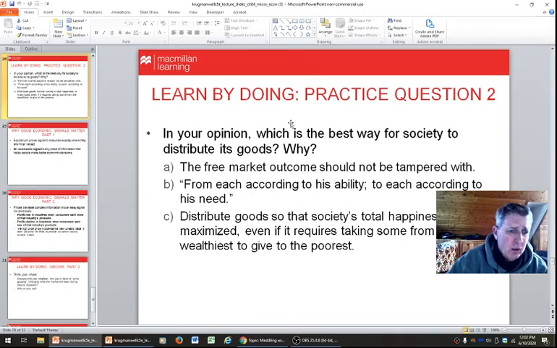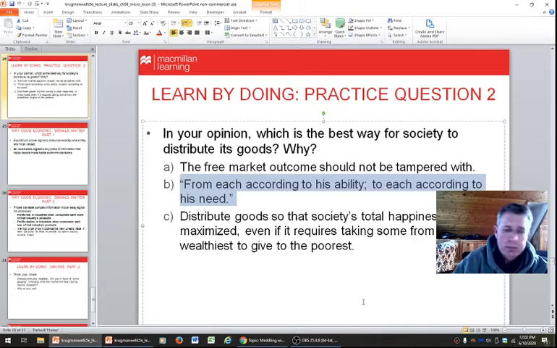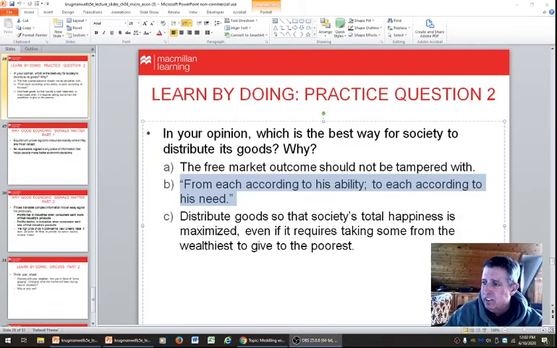So, which is the best way for society to distribute the goods? Free market outcomes should not be tampered with. I love teaching this course because this right here is not from Karl Marx, but is often attributed to Karl Marx. A Frenchman actually said it after Marx and Engels wrote Das Kapital, which you should read if you want to really understand Marxism and the socialist idea. This is the socialist idea: from each according to his ability, to each according to his need.